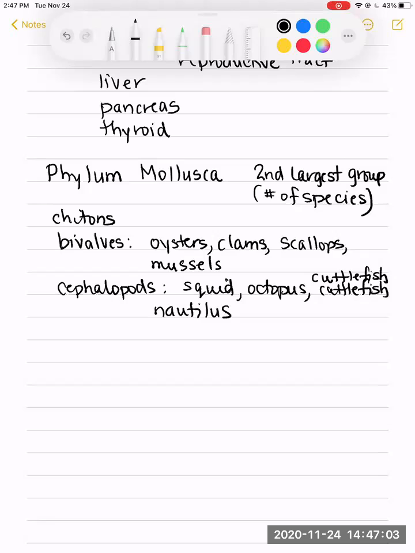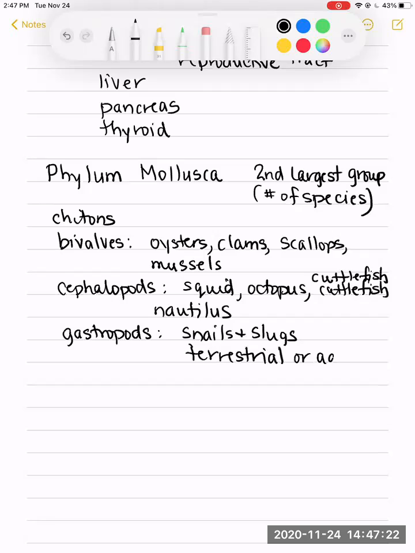And then some other groups. It includes the gastropods, which are snails and slugs. And as you know, these can be terrestrial, meaning they live on land, or they can be aquatic, freshwater and saltwater, which is pretty crazy. Includes barnacles, limpets. So a very diverse group of organisms.